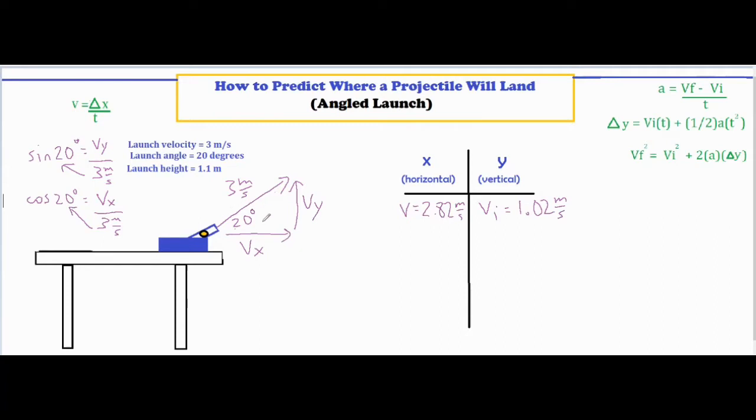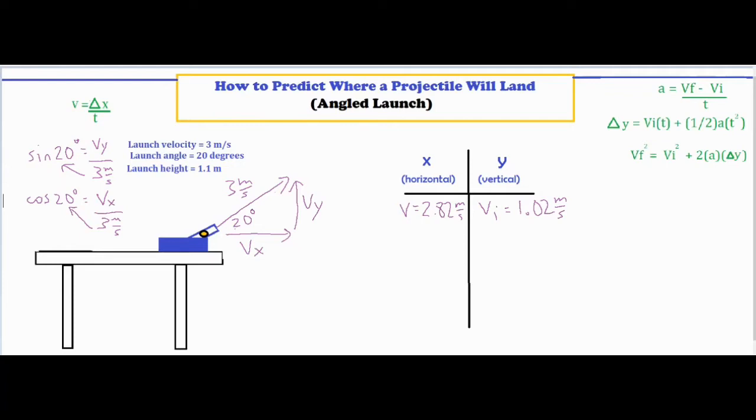That makes sense because 20 degrees is not that far from 0 degrees. It's definitely under 45, so more of it is aimed in the horizontal direction, causing this velocity to be a little higher. Okay, so why do we break it up into an x and y column?